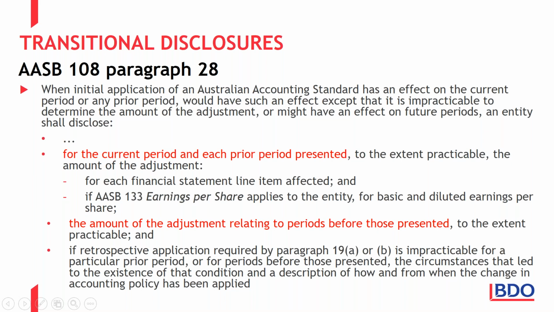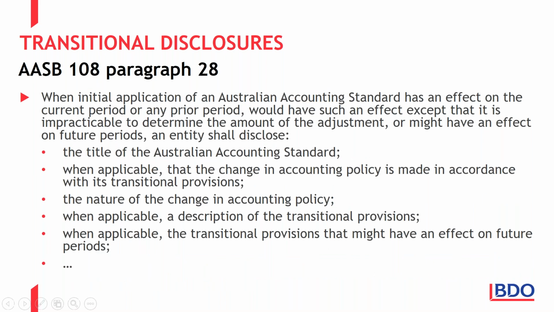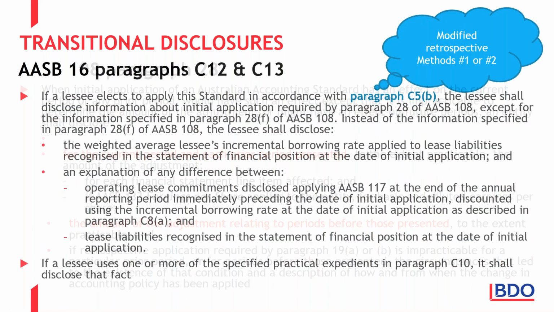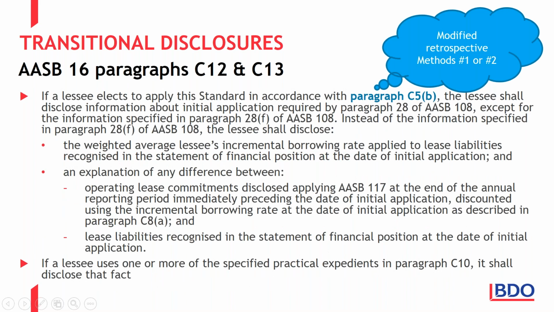And if retrospective application is impracticable, you have to disclose why. Now, if you look at these two slides, you can see that the transitional disclosures here are all around full retrospective application. So if you use the full retrospective method, these are all the disclosures you'll have to make, because it's aligned to your normal change of accounting policy.